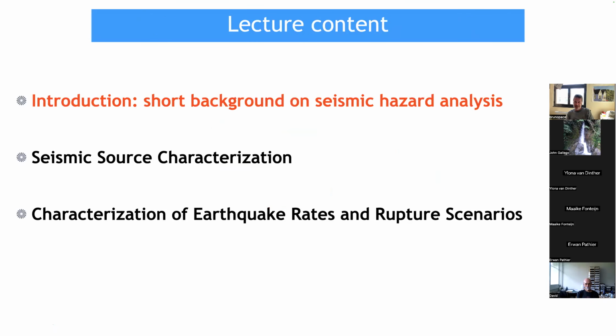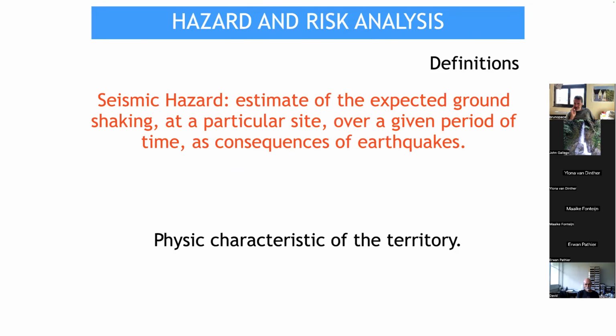I organized the presentation in three main steps. We have an introduction with a short background on seismic hazard analysis, then some ideas about seismic source characterization, and then characterization of earthquake rates and rupture scenarios. So we start with some definitions just to know the basics. What does it mean to do seismic hazard? Seismic hazard is the estimation of expected ground shaking at a particular site over a given period of time as a consequence of earthquakes. It's a characteristic of a territory, and can be defined using two main ingredients: the geological information and the seismological information.